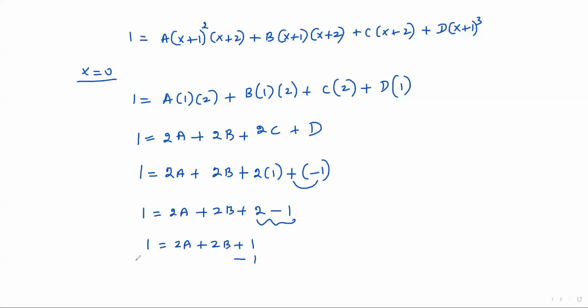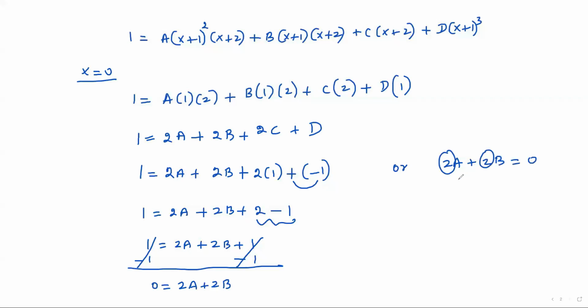So I subtract 1 from both sides. Positive 1 and -1 cancel. So 0 is equal to 2A positive 2B. Or we can write this as 2A positive 2B is equal to 0. Everything is a multiple of 2, so I can divide the whole equation by 2. The 2 will cancel out. I get A positive B is equal to 0. I consider this equation number 1.